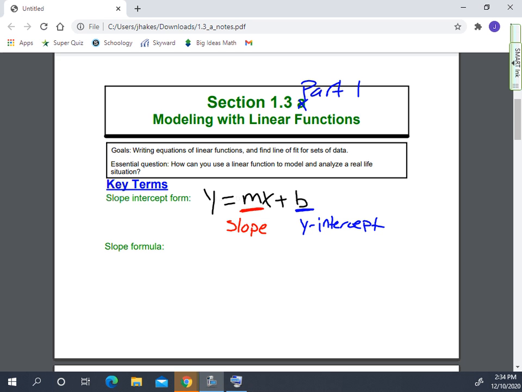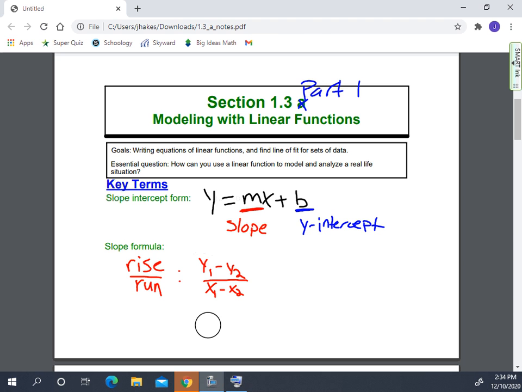To find slope, there is a slope formula. Easily you can just look at the rise over run. There is an equation: you can take y1 minus y2 over x1 minus x2. Just looking at our x and y coordinates, take the y's, subtract them, over the x's and subtract them. Or you can just simply look at the rise over the run.